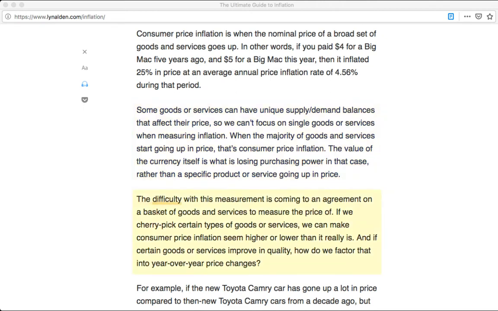The difficulty with this measurement is coming to an agreement on a basket of goods and services to measure the price of. If we cherry-pick certain types of goods or services, we can make consumer price inflation seem higher or lower than it really is.